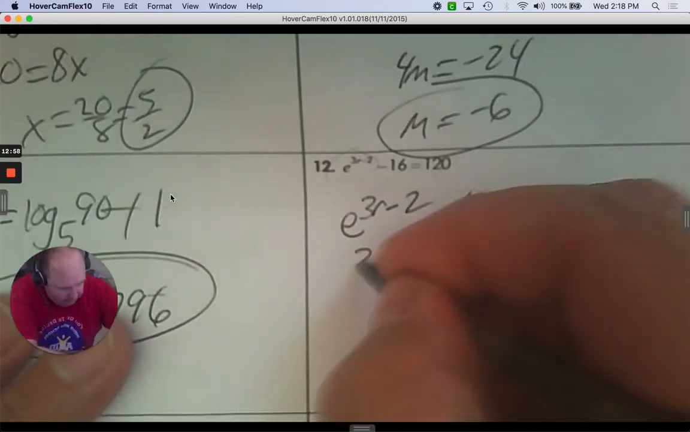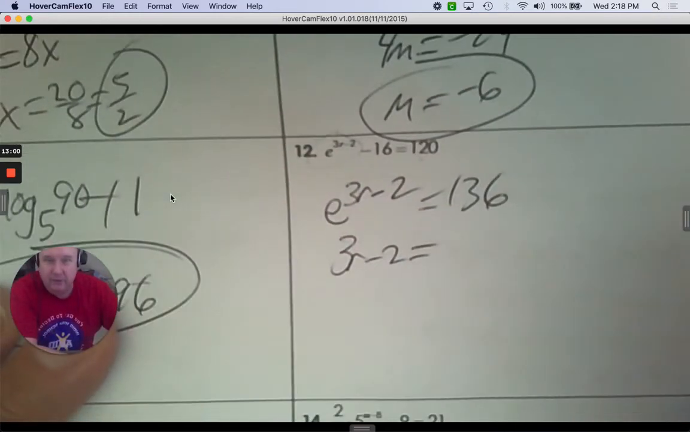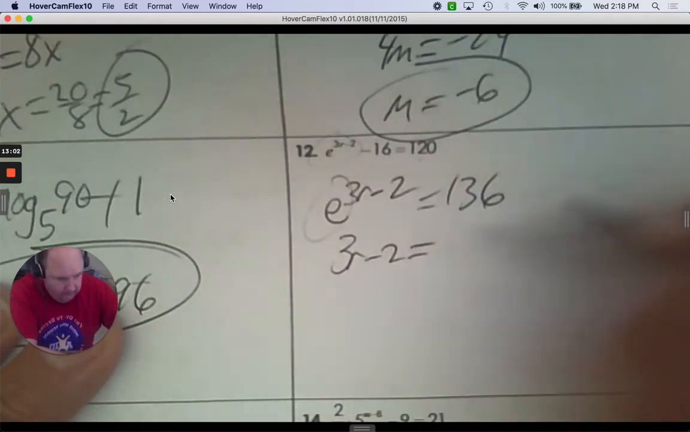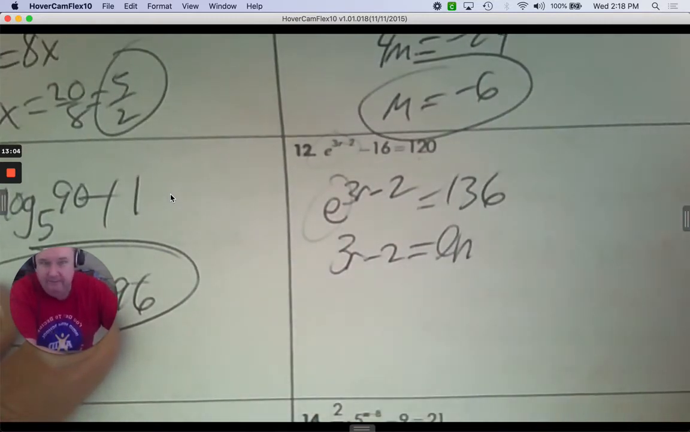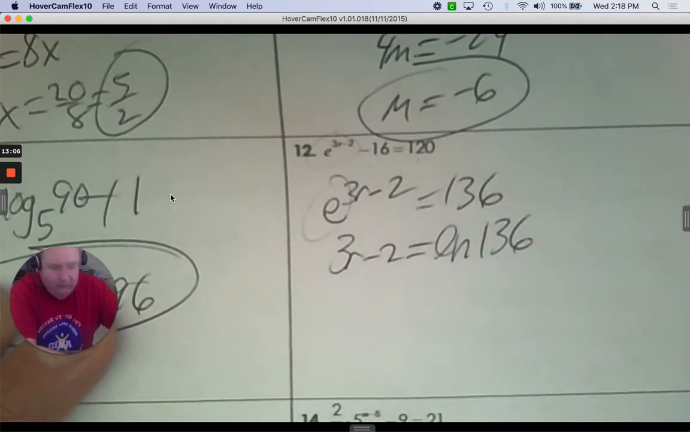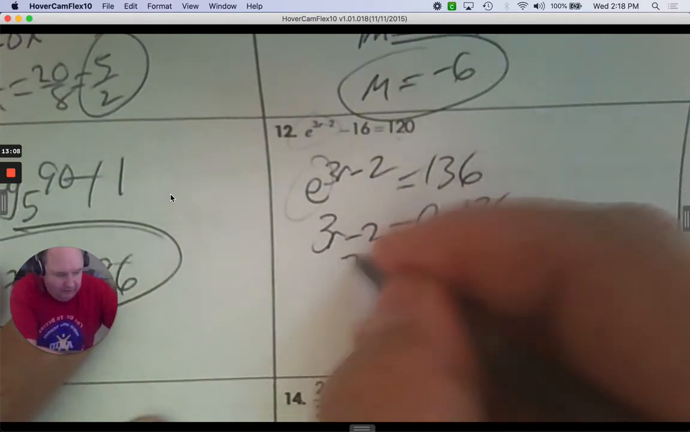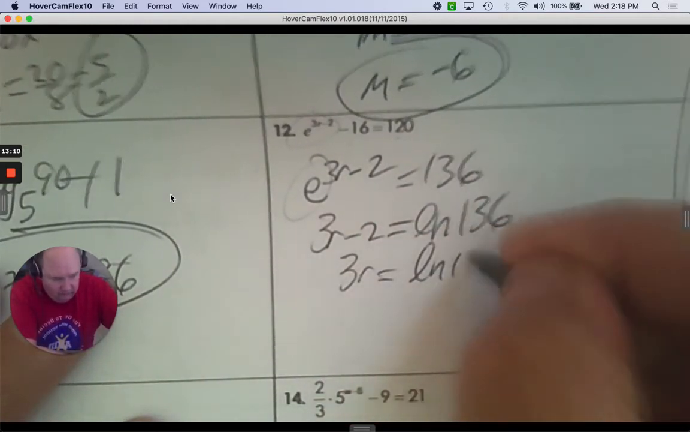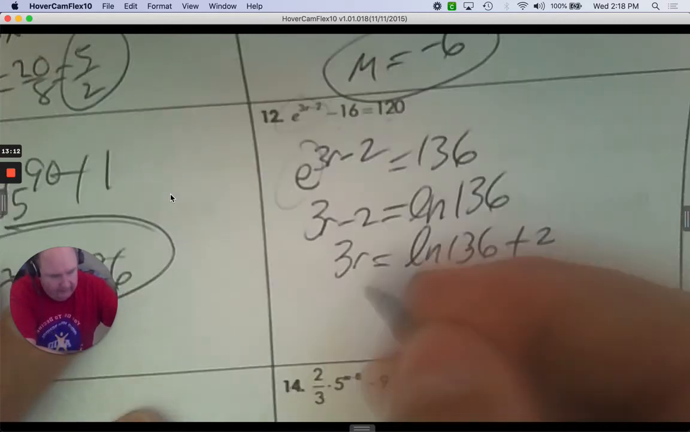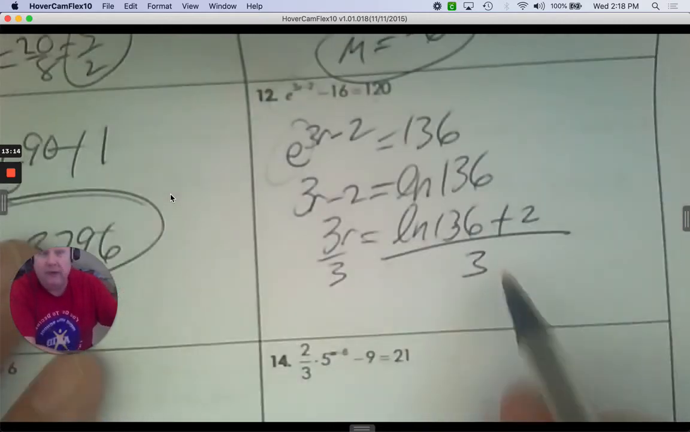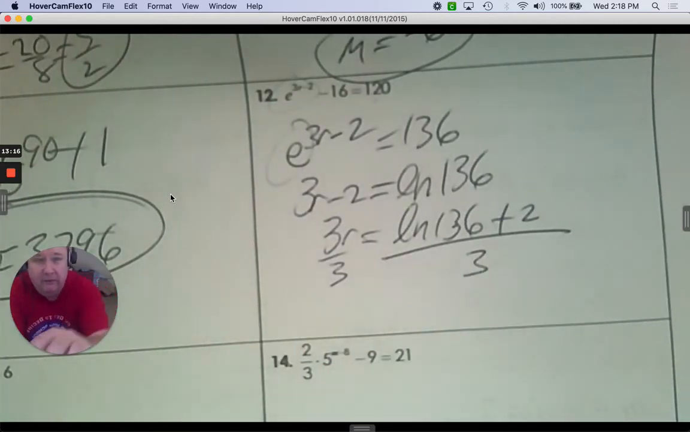So the exponent is 3r subtract 2. The logarithm with the base of e is ln, and then 136 goes inside that. To get r by itself, we're going to add 2, and then we're going to divide by 3. So that's what we're going to put in our calculator: ln 136 plus 2, divided by 3.